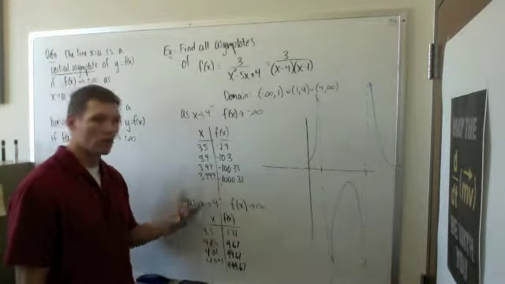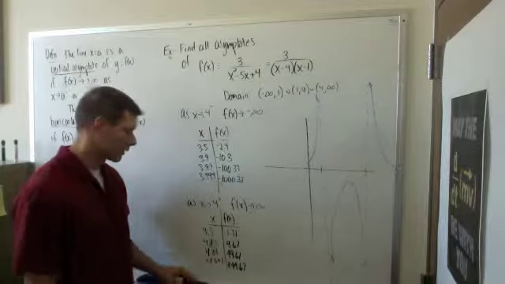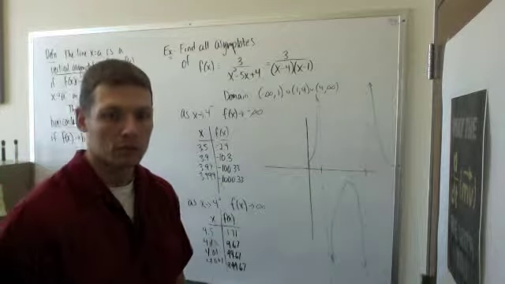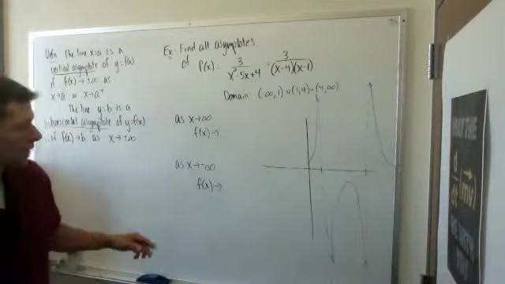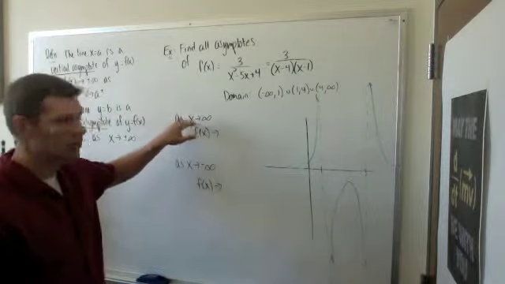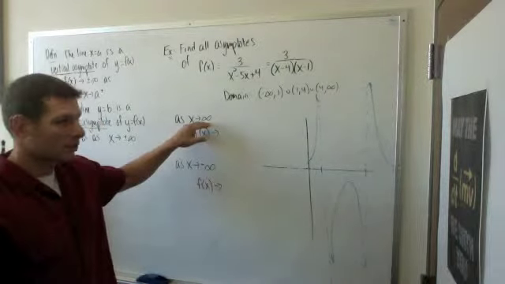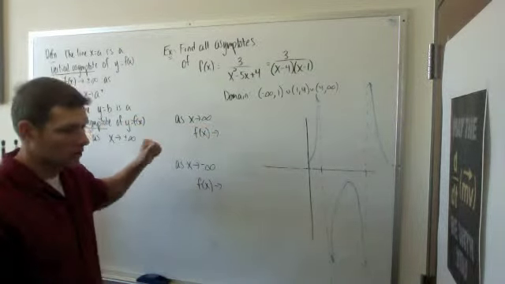Now, we need to talk about the horizontal asymptote component. Okay? Let's do that now. Okay, so for the horizontal component, now we're looking at what happens as x goes to infinity. Well, as x goes to infinity, x is getting larger and larger and larger.